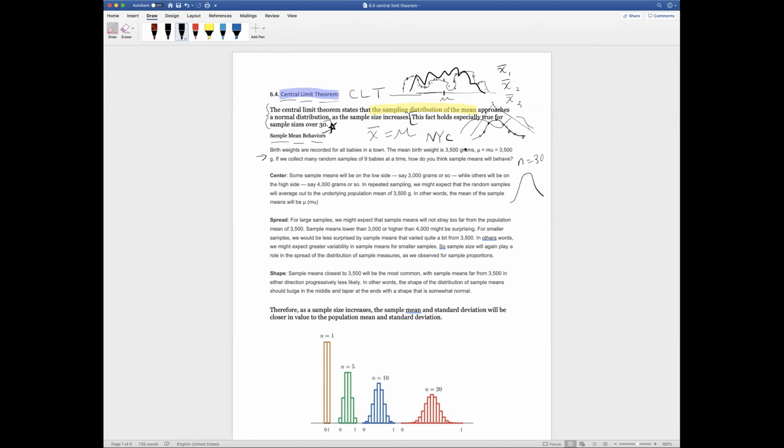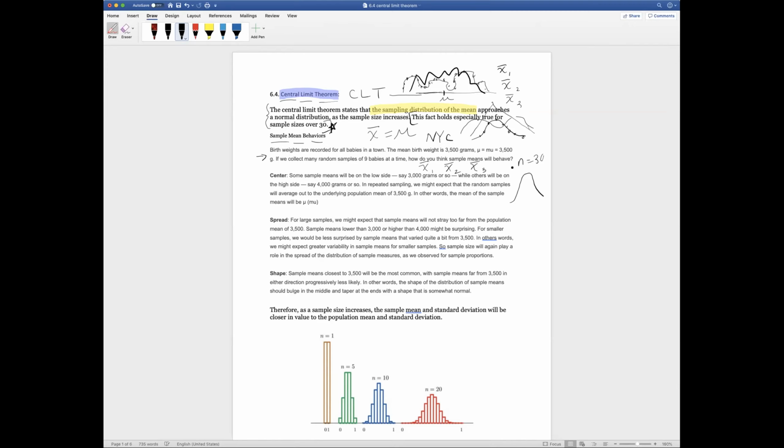Okay, so we have a mean birth weight of 3,500 grams. And from here, we're collecting a random sample of 9 babies at a time. So let's say that there were 20,000 babies born in New York City last year. We're going to choose 9 of those 20,000, and we're going to call that our X bar 1. And then we're going to choose 9 more of those 20,000. We're going to call that X bar 2. And then we're going to choose 9 more of that 20,000. We're going to call that X bar 3.